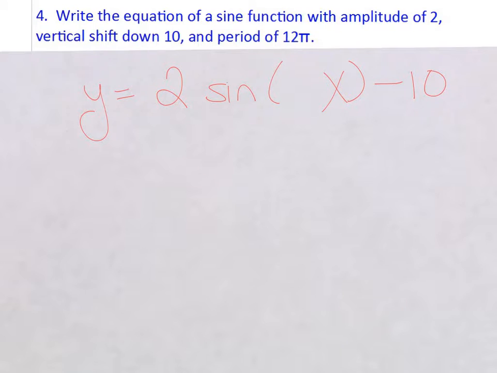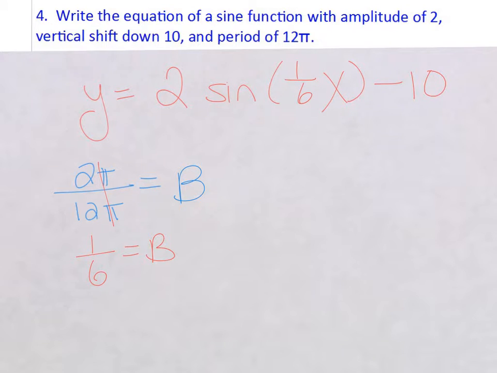We have to take that and modify it to find our horizontal dilation. So if the original period is 2 pi, and the new period is 12 pi, that is going to be our horizontal dilation value. So reducing the 2 pi over 12 pi, the pi's divided by pi is 1, and 2 over 12 is 1/6. So the 1/6 is our horizontal dilation value.